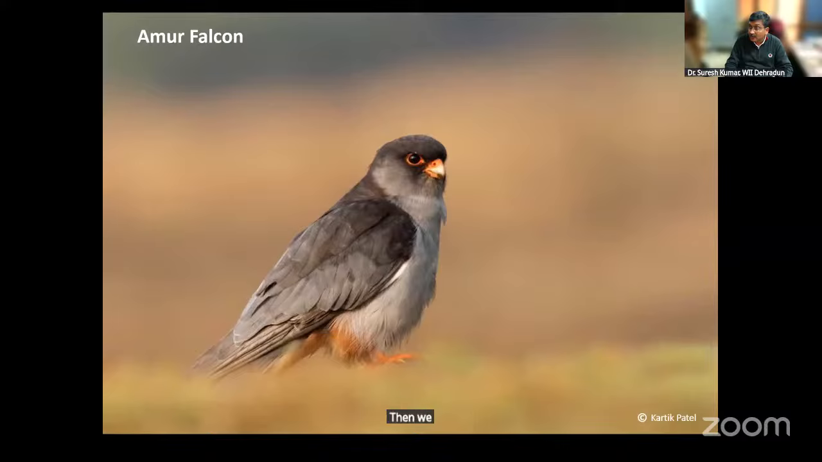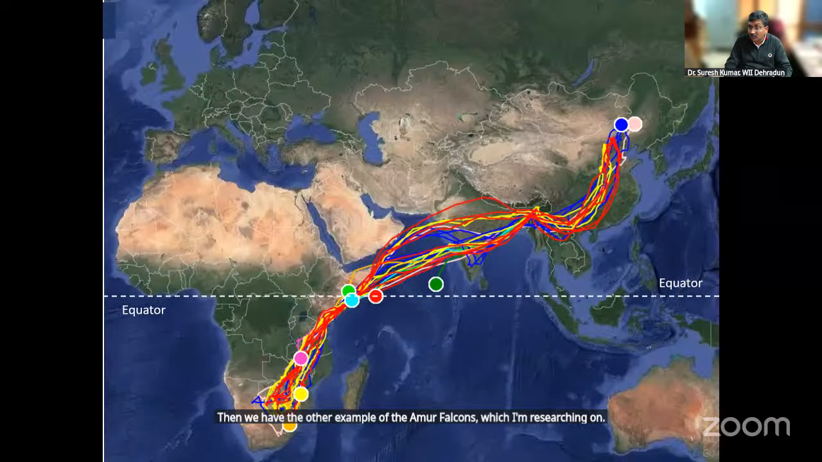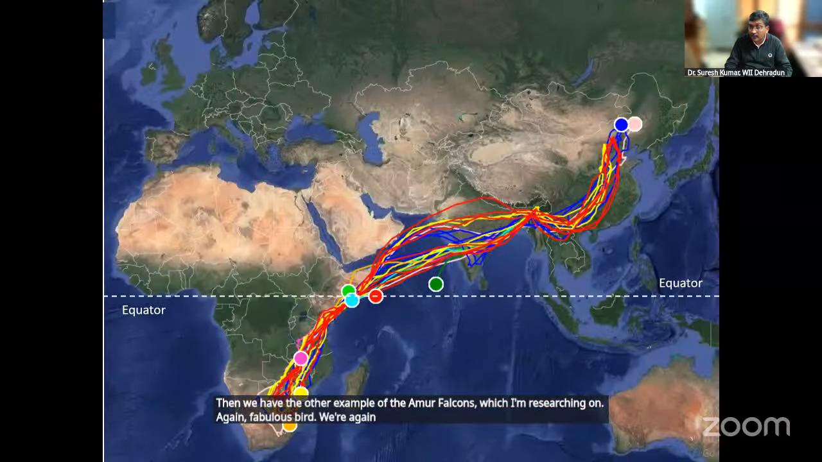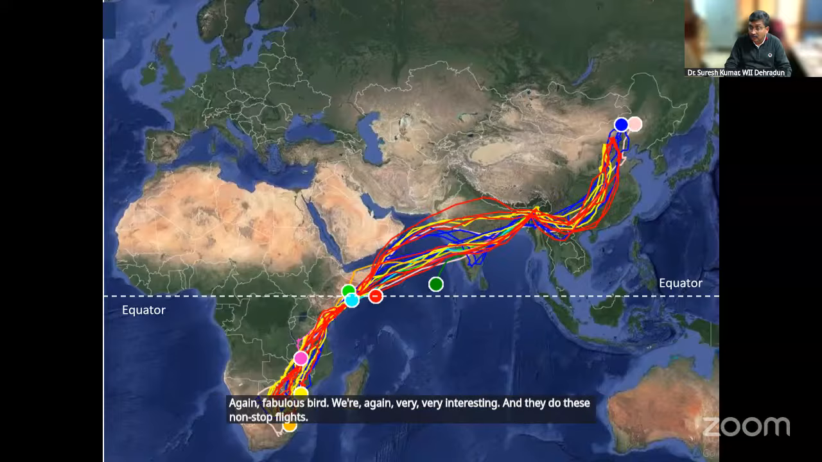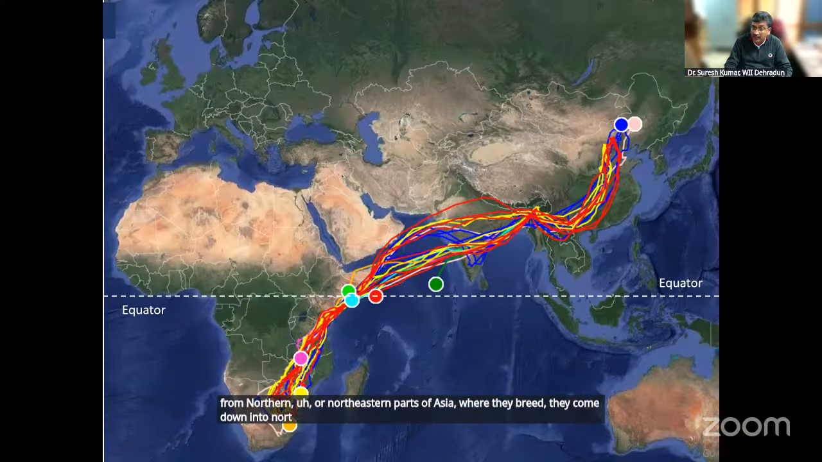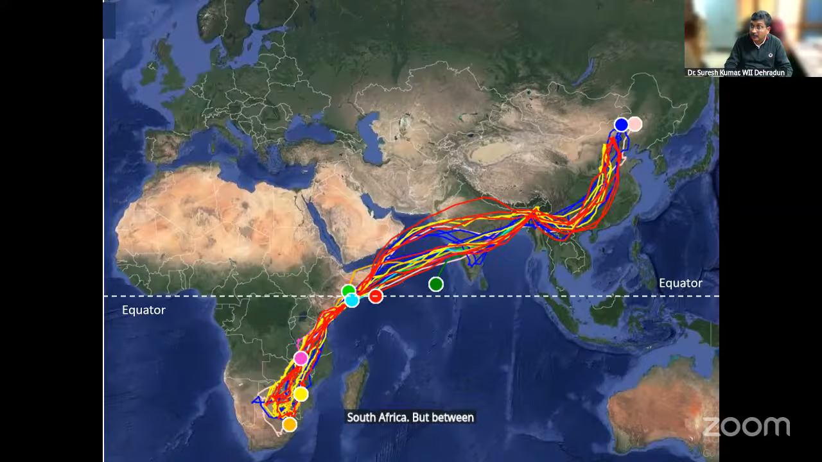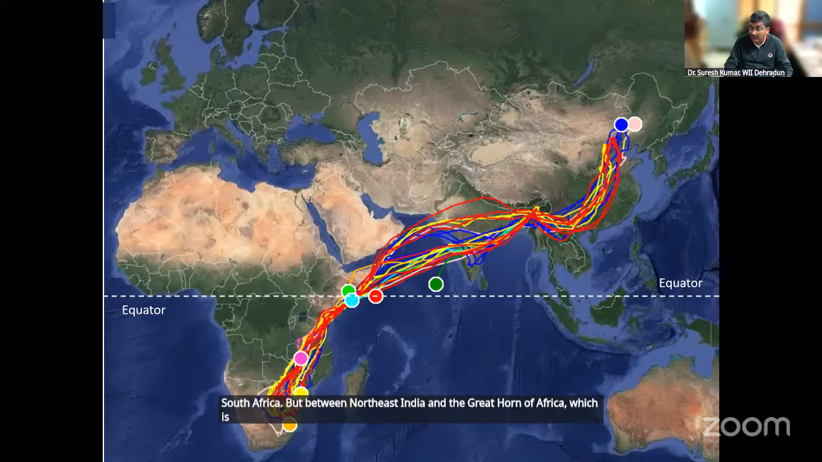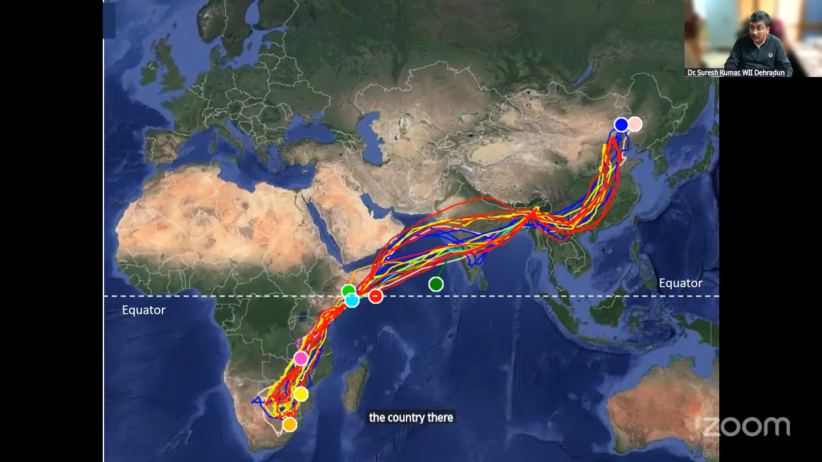Then we have the other example of the Amur falcons, which I'm researching on. Again, a fabulous bird, very, very interesting. And they do these non-stop flights from northern or northeastern parts of Asia, where they breed. They come down into northeast India and thereafter go all the way down to South Africa. But between northeast India and the Horn of Africa, which is Somalia, these birds undertake non-stop flights of something like 6,000 kilometers.